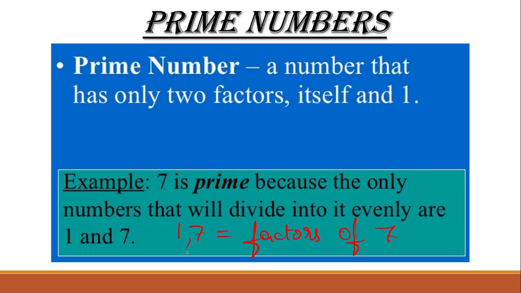So it has not more than 1 and 7, right? So this is the prime number. So it doesn't have more than two factors, and the two factors are itself and 1. So this is a prime number. That's it.